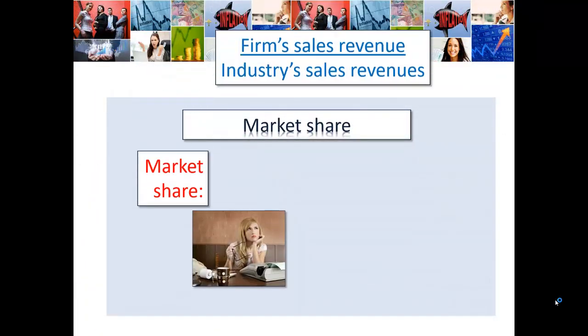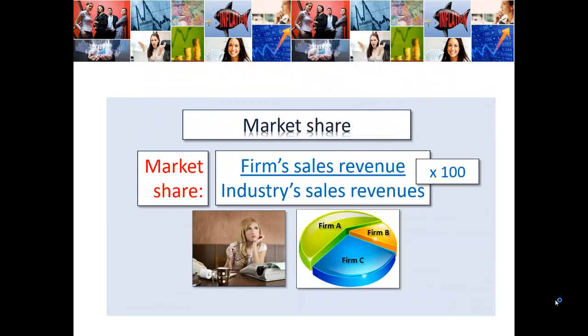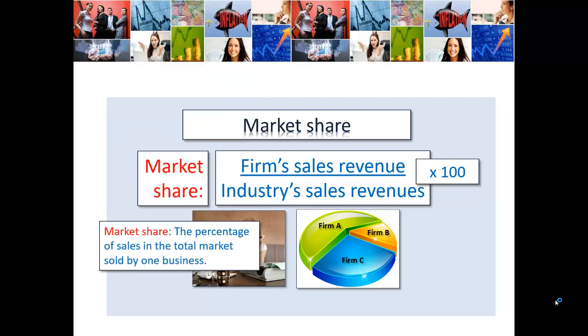Market share. We find market share by dividing a firm's sales revenue by the industry's sales revenue and multiplying it by 100 because it's a percentage. So market share, the percentage of sales in a total market sold by one business.